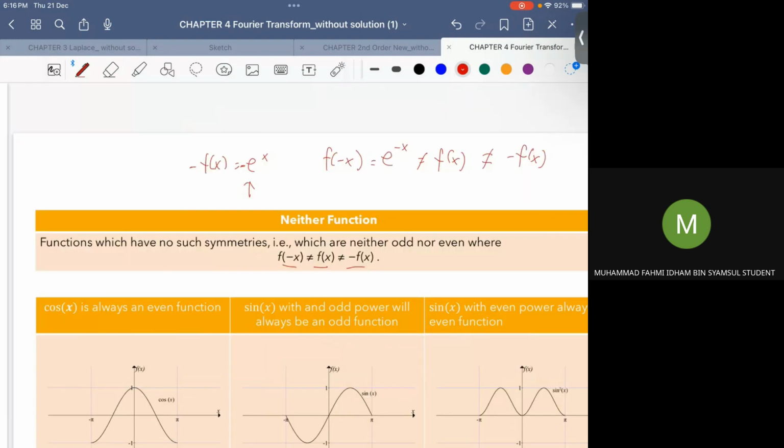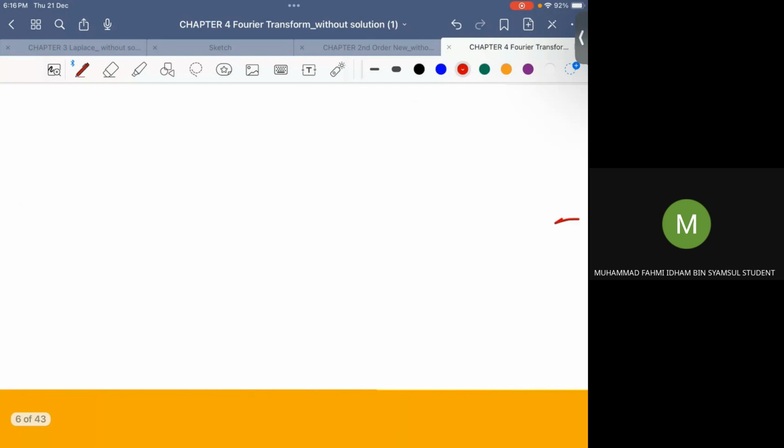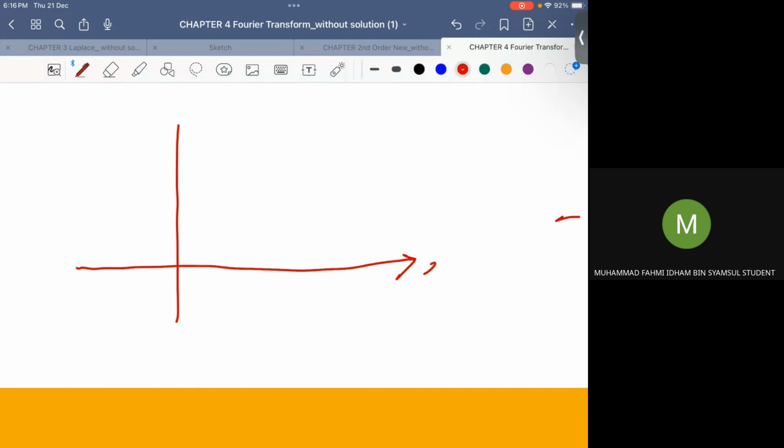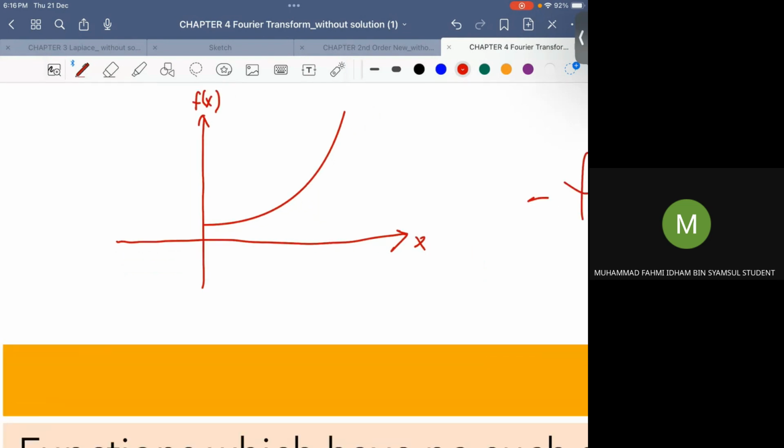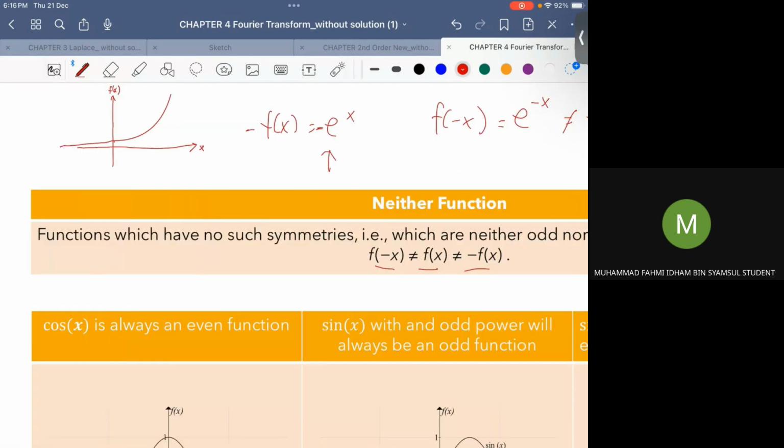If I try to plot the graph of the exponential, let's say this is x, this is f(x), I will get this one. And if I plot on the left-hand side, the negative side, I do not get the same values as the right side. So the graph goes like this. So this is a neither function.